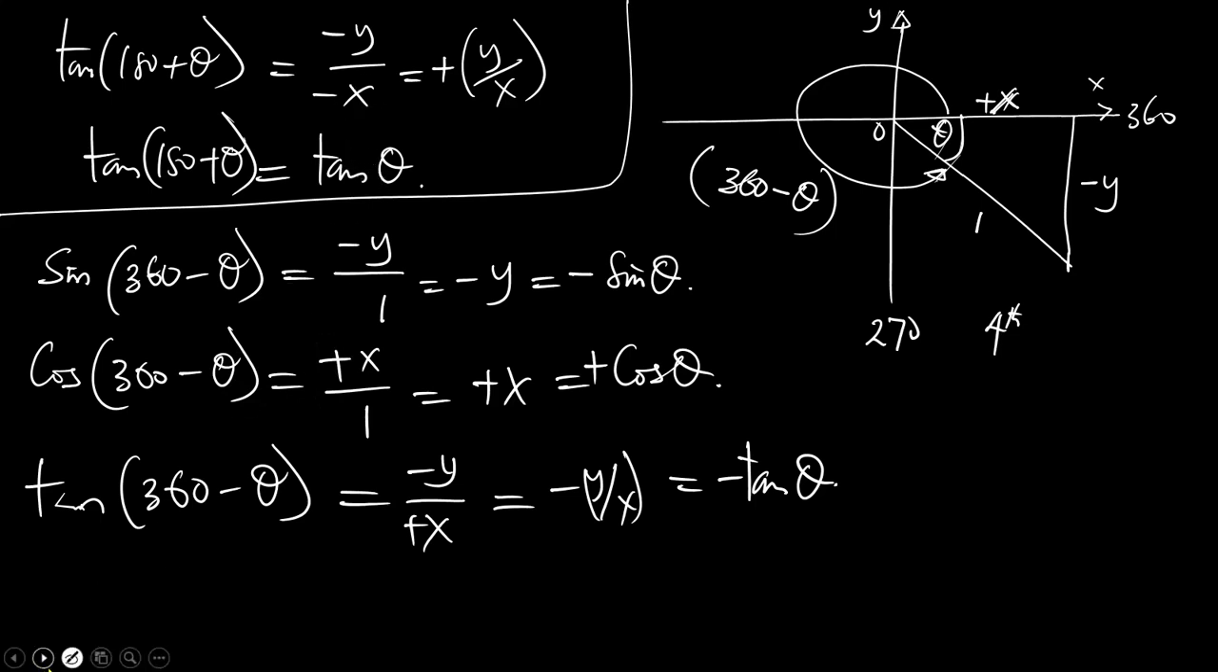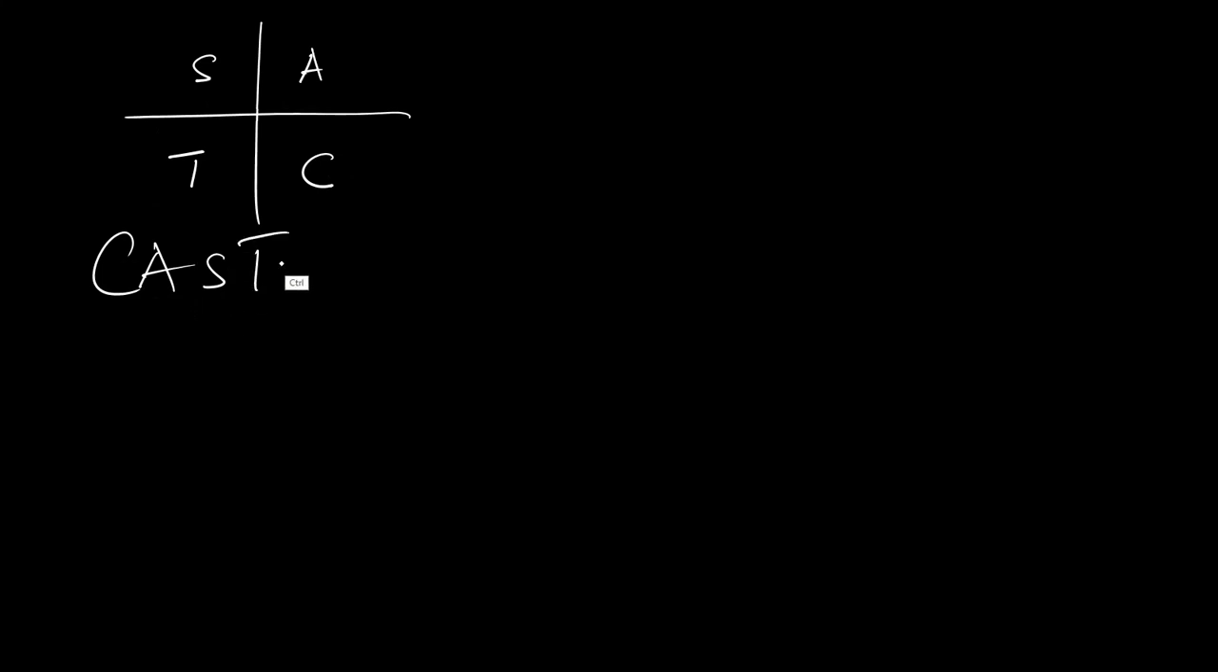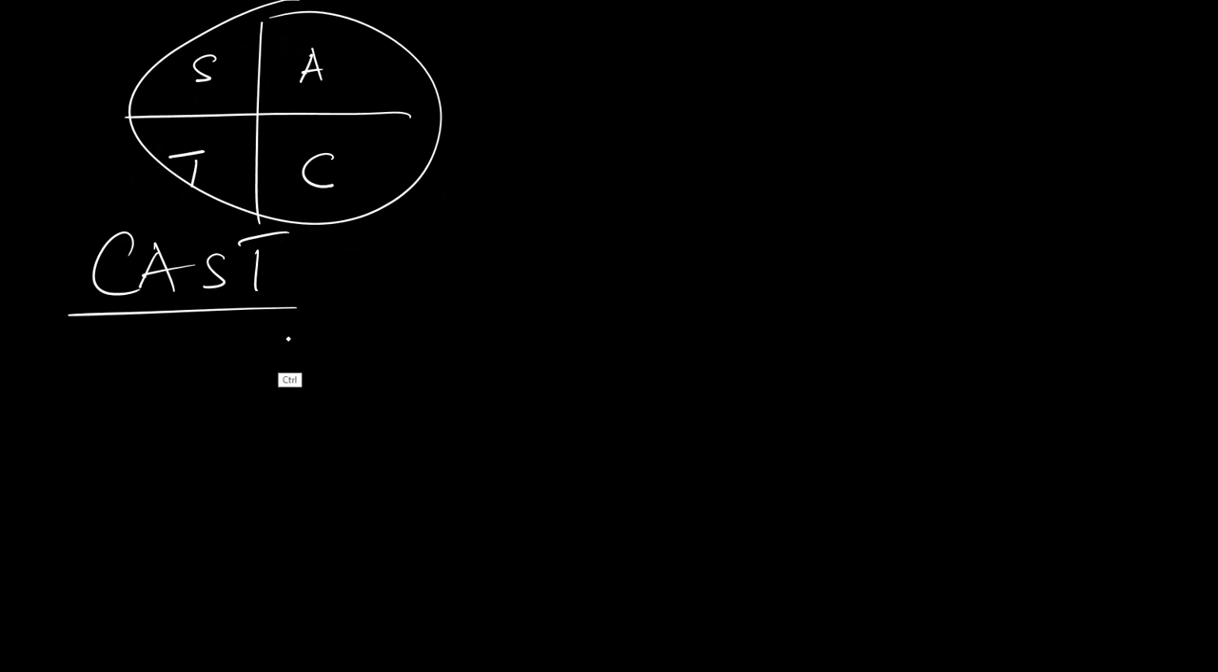From our conclusion, it shows that all is positive here, only sine is positive here, tan is positive here, and cos is positive here. So it is called CAST. Now we're going to use this to begin to work out some of our problems.